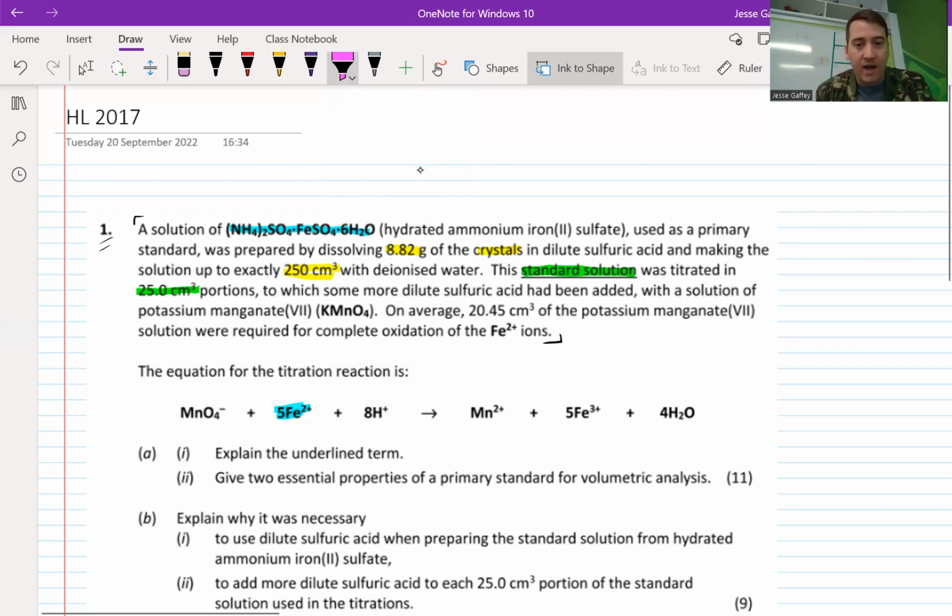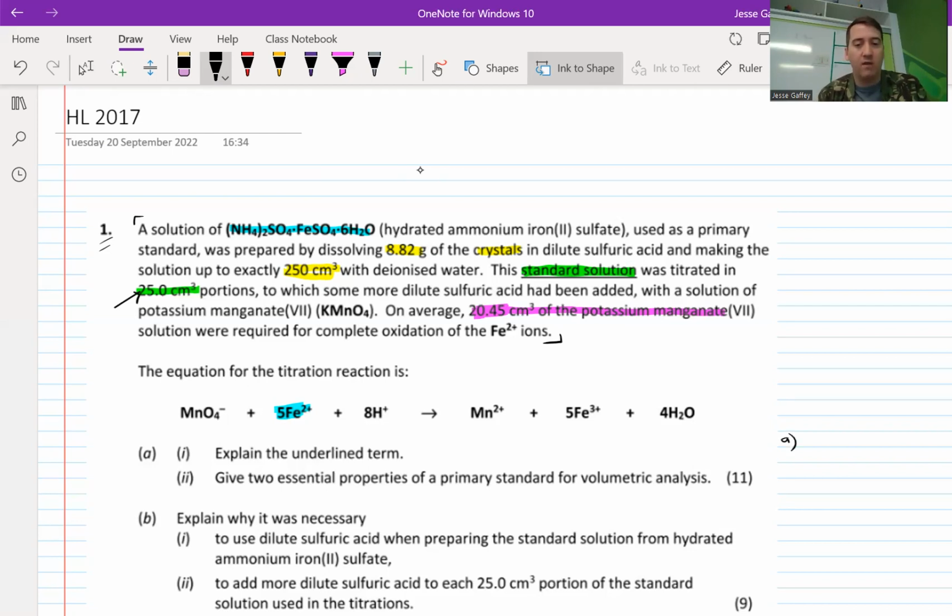And it says here on average, 20.45 centimeters cubed of the potassium permanganate were required to completely oxidize the iron ions. So in other words, when we were doing the titration, this amount of potassium permanganate was required for this amount of the iron solution. That's per titration. Right, so that's the important pieces of information in the text. Hopefully you highlighted all of that stuff as being, we're probably going to need that later on. Let's jump into the questions.